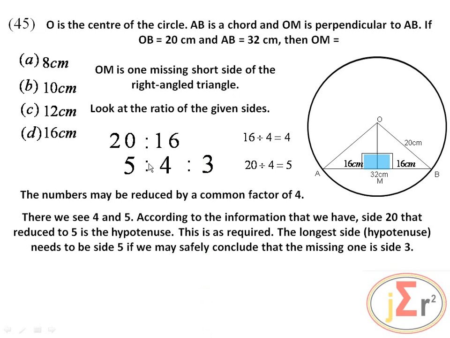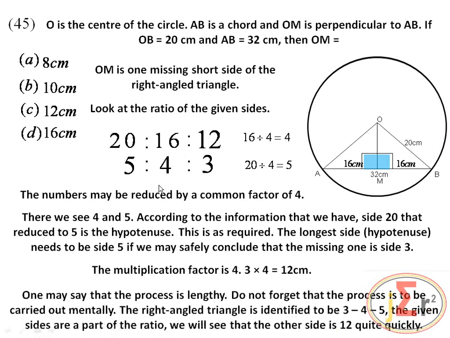5, 20, 4, 16. We know, because we have divided by 4, that the factor is actually 4. So 4, 3 is 12. The multiplication factor is 4. 3 multiplied by 4 is equal to 12. Right, so the factor that we use here, from 5 to go to 20 is 4. From 4 to go to 16 is 4. Therefore, from 3 to go to 12 is 4.